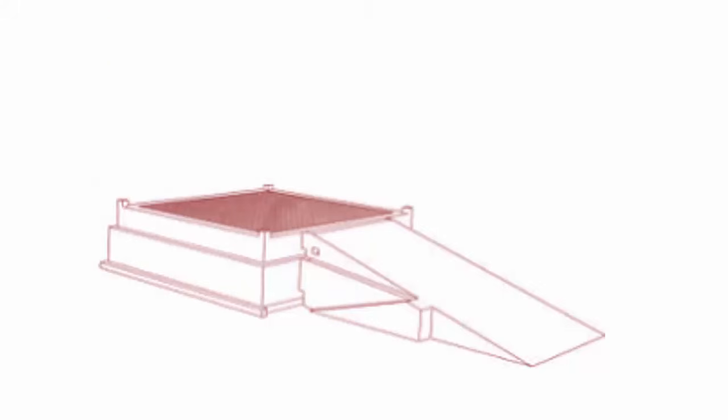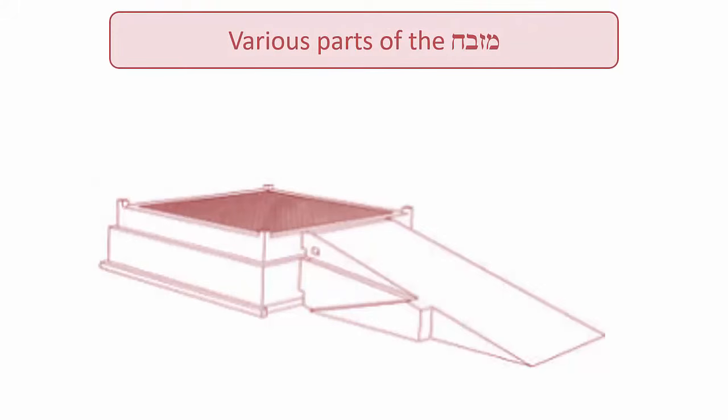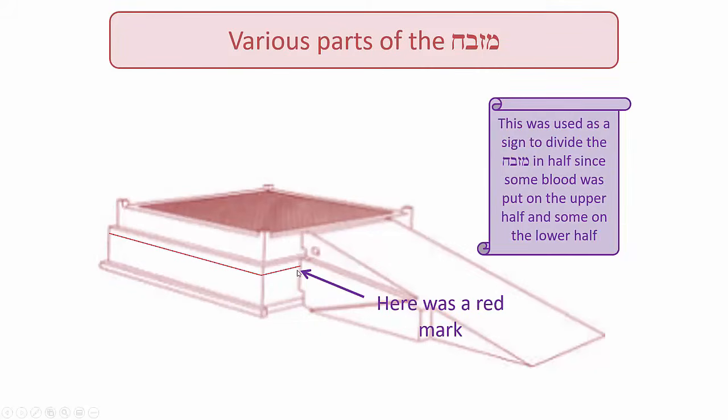And now we're going to move on to various parts of the Mizbeach. So we'll start off with this red mark over here. This red mark was used as a sign to divide the Mizbeach in half, since some blood was put on the upper half of the Mizbeach and some on the lower half. And it was right here, which is 5 tfachim lower than the Seviv.